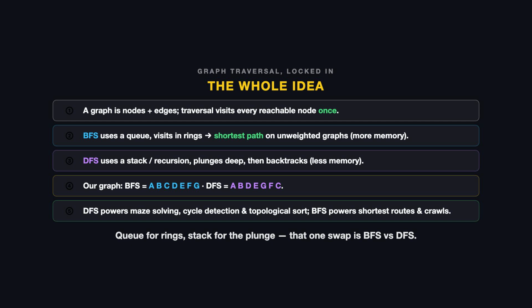For our graph, breadth first visited A, B, C, D, E, F, G, ring by ring. Depth first visited A, B, D, E, G, F, C, deep, then back. Same graph, two orders. The whole idea: queue for rings, stack for plunge. That one swap is breadth first versus depth first.